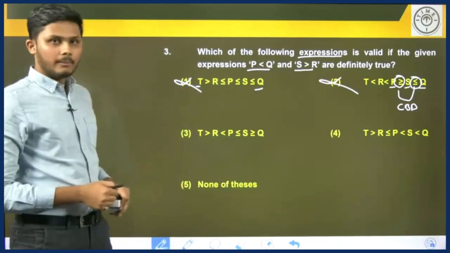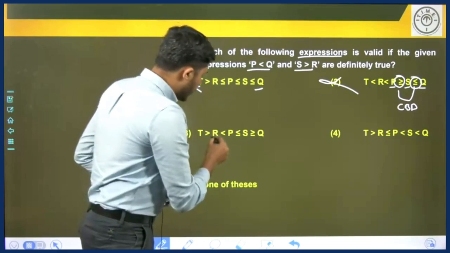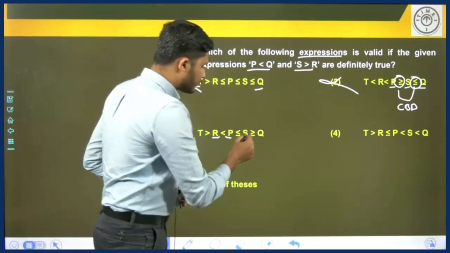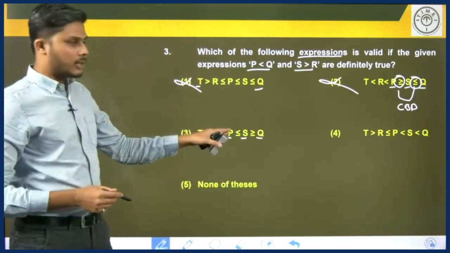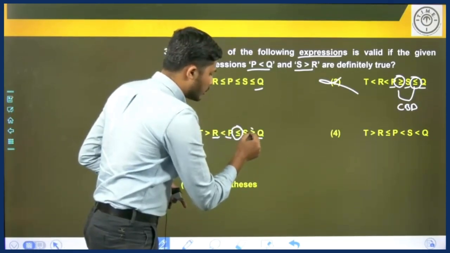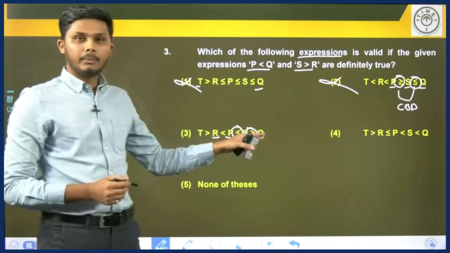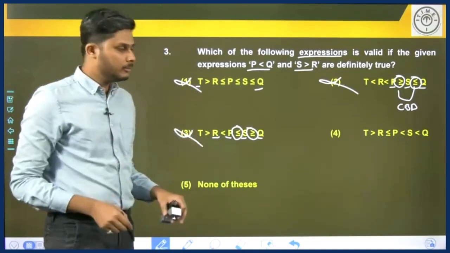Now, let us look at the third statement, which is T greater than R less than P less than or equal to S greater than or equal to Q. Similarly, let us first check for P and Q. Here again, the symbols are opposite, which is less than or equal to and greater than or equal to. The relation between P and Q cannot be determined, hence option 3 is also eliminated.